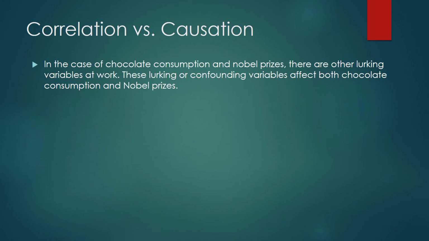In the case of chocolate consumption and Nobel Prizes, there are other lurking variables or confounding variables at work. This means that there are other variables that we can't see, that aren't shown on the scatter plot, that affect both variables, both the explanatory and response variables. What are these variables?